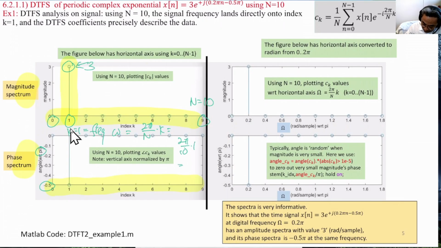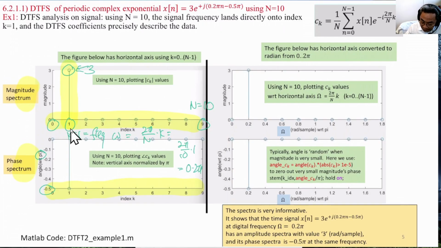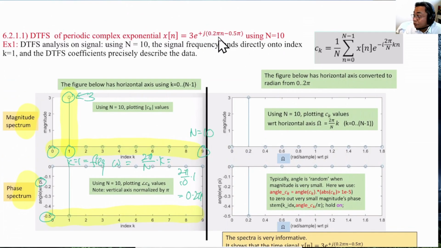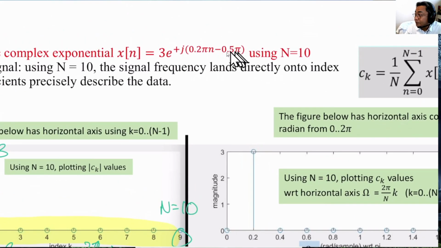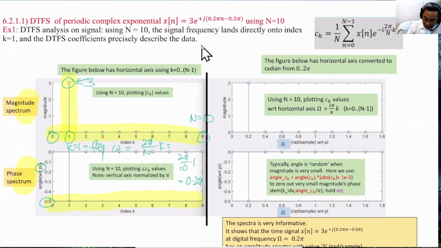So this is equal to 0.2 pi, which is exactly, again, this value, 0.2 times 2 pi. So this figure and these non-zero values are telling us exactly these coefficients: 3, and minus 0.5 pi for the phase at frequency 0.2 pi. So this is the interpretation.